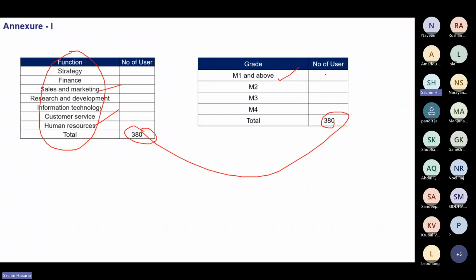Suppose out of 380, in 280 cases we have noted that they were M1 and above people. So even the people at senior management are doing the same kind of password sharing. So this is a more severe observation. It will increase the severity of my observation. So along with that observation, I have presented these facts to the management.